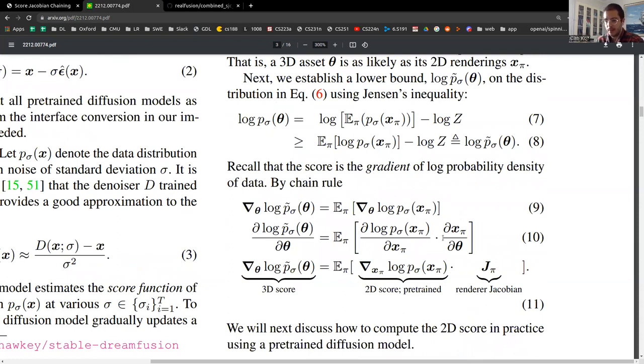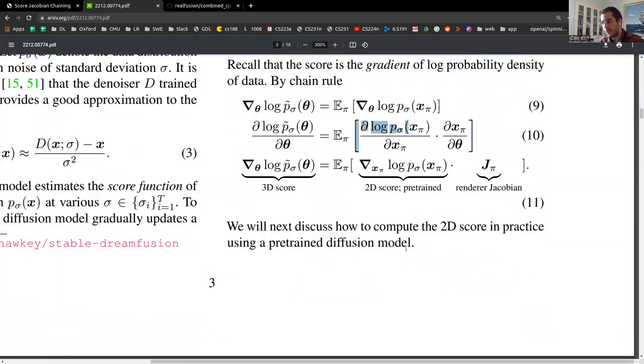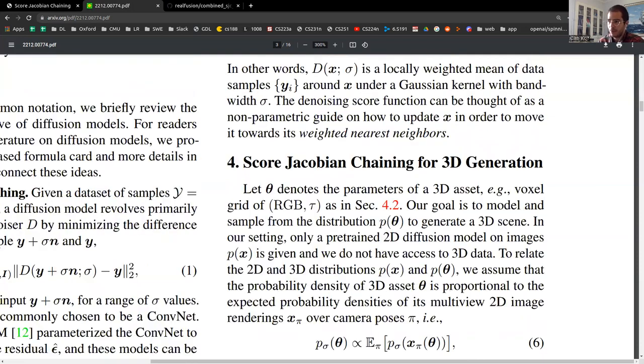The second part is the render Jacobian, and the render Jacobian is calculated according to the angle that I look at the 3D shape from. So it's most likely some camera parameters like distance, angle, and such. For the 2D score, we use a 2D pre-trained diffusion model and calculate the 2D score. So I try to explain what's happening during the calculation of the Score Jacobian chaining.